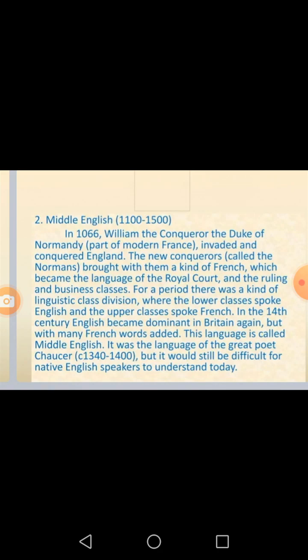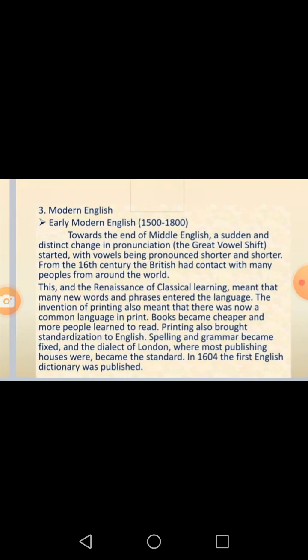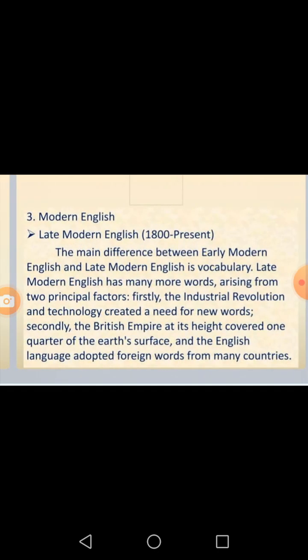In the 14th century, English became dominant in Britain again, but with many French words added. This language is called Middle English. It was the language of the great poet Chaucer, 1340 to 1400, but it would still be difficult for native English speakers to understand today. Now, the modern English, early modern English, and late modern English till present.